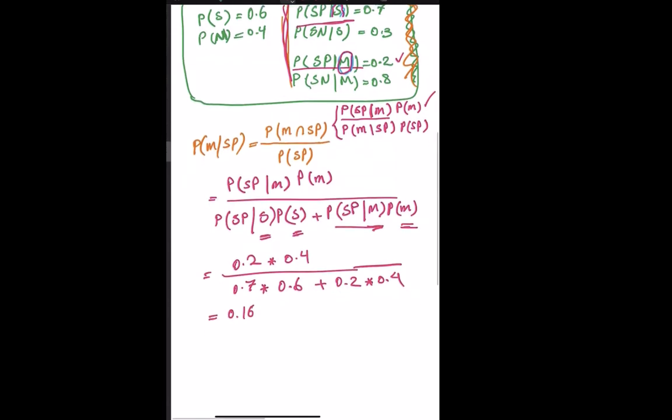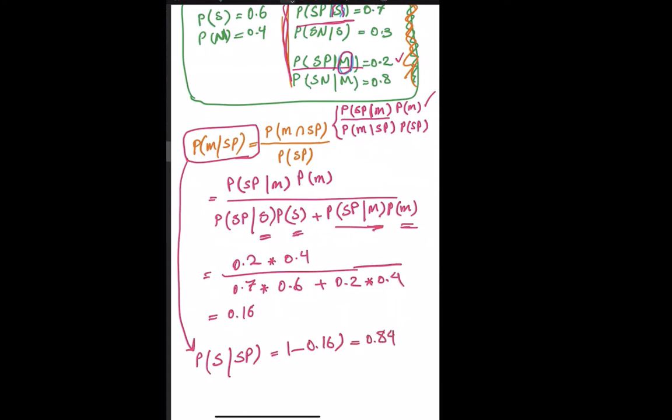Okay. And what is the complement of this, the thing that we calculated? Not the probability that the survey said it's positive, but the complement: strong sales if the survey is positive. That's 1 minus 0.16, and that's 0.84, right?